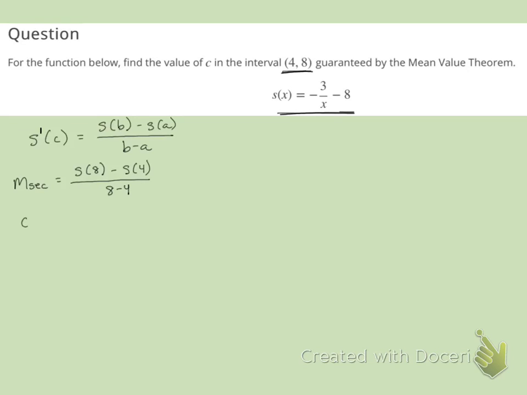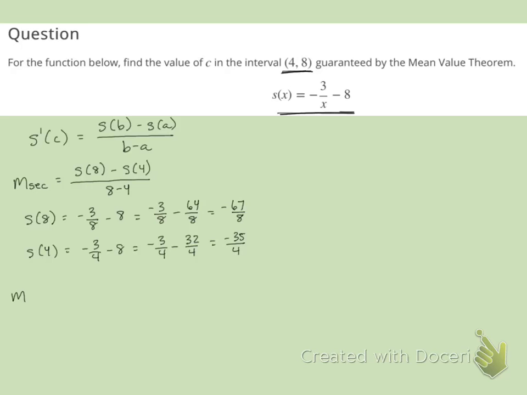So let's find s of 8. S of 8 is going to be negative 3 over 8 minus 8. So let's find a common denominator. This is negative 3 over 8 minus 64 over 8, which is negative 67 over 8. And then s of 4 is going to be negative 3 over 4 minus 8. Again, let's find a common denominator. So this is negative 3 over 4 minus 32 over 4, or negative 35 over 4.